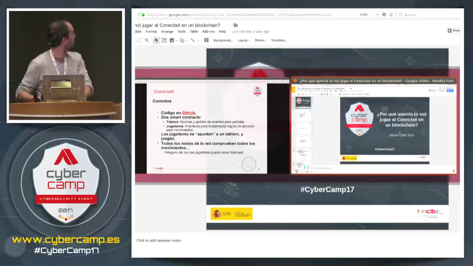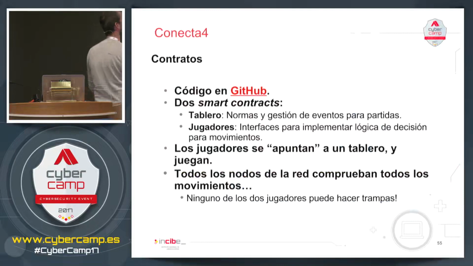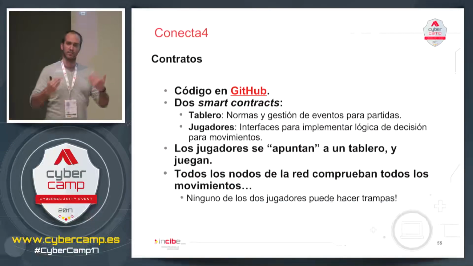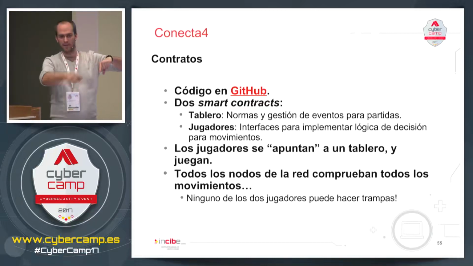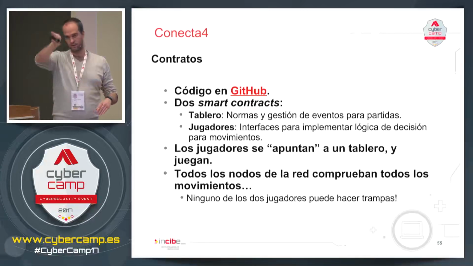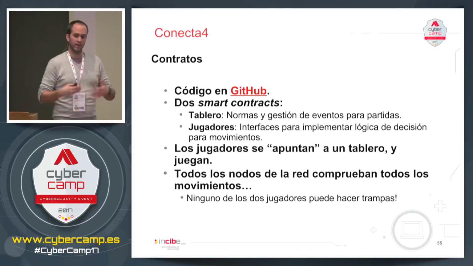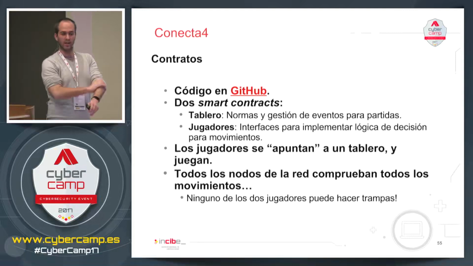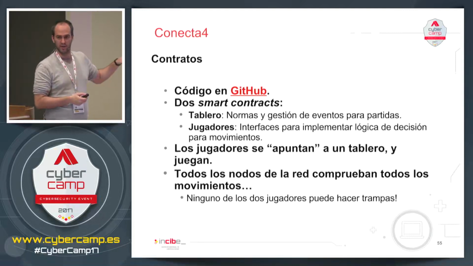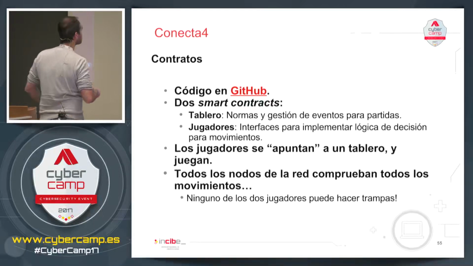So you take this code. This code is a table contract. It's about the board and the players. So it checks all the movements on the board. And then you have the players' contracts. It's an interface. If you want to play Connect4 in this way, you have to complete and respect the interface to use the board contracts, which are the rules of the game.